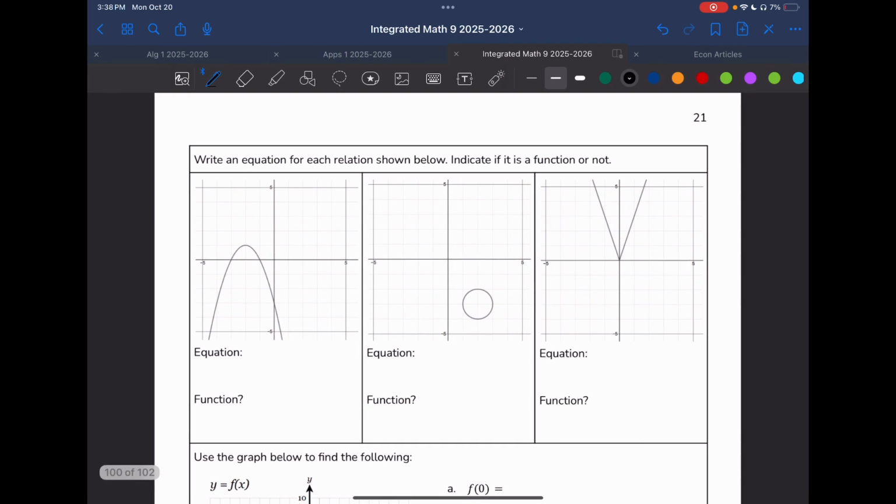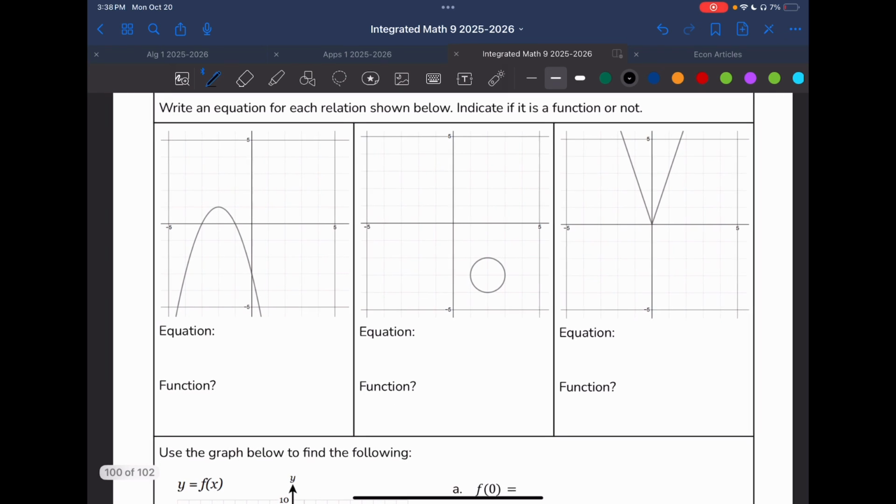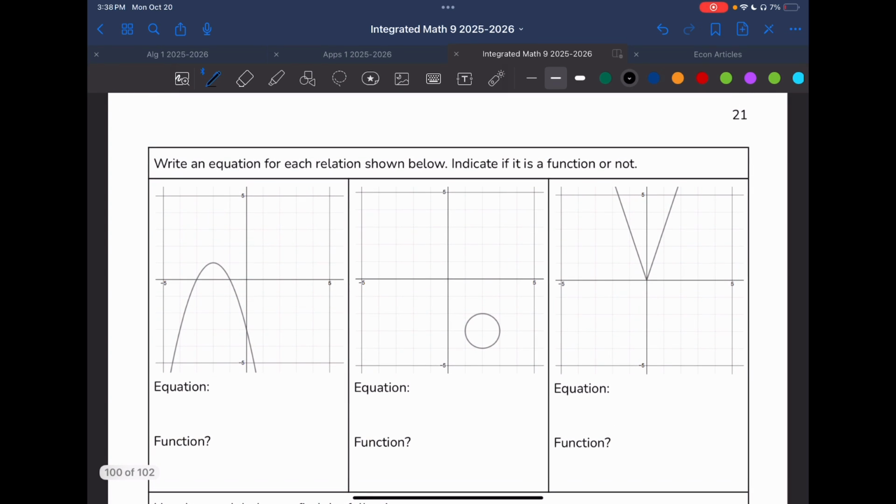So on this page, we need to find the equations based on the graph. So we know that this is going to be like our parent function, y equals x squared. And then what are we doing to it? Well, we are shifting it 2 units to the left. So we can do x plus 2 squared in parentheses. We're moving it up 1, and then we're flipping it over the x-axis.